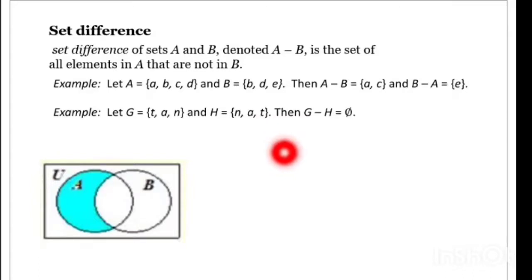To consider another example, the set G contains the elements t, a and n, and the set H contains n, a, t. Then obviously G difference H will be the phi set, because all the elements present in G are also present in H, hence their difference results in an empty set, that is the phi set.